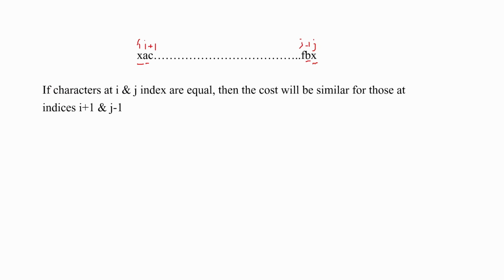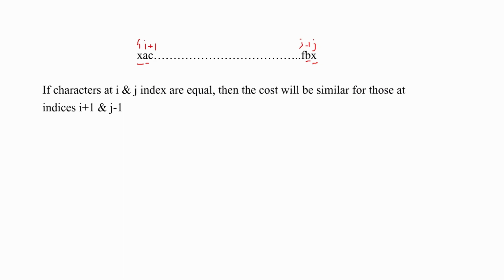Or we can also say that the cost will be same as for indices i plus 1 and j minus 1, because at this position whatever is the cost, that will be same as for this ith and jth index, because the ith and jth index position cost us 0. So we got: if characters at i and j index are equal, then the cost will be similar to those at indices i plus 1 and j minus 1.